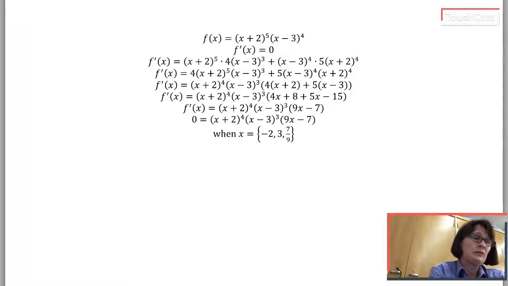So as our original question was, how many critical values does this function have? Well, there are 3 solutions to f prime of x equals 0. This function has 3 critical values.